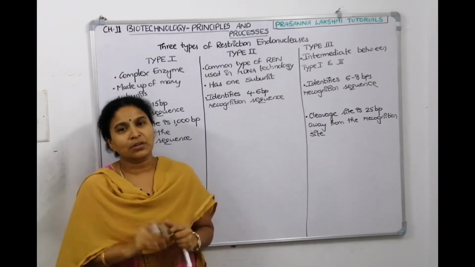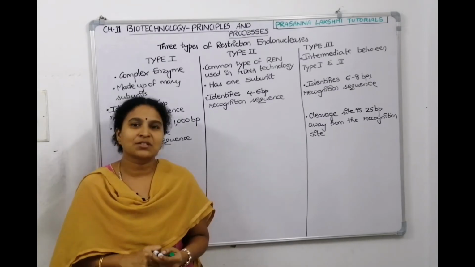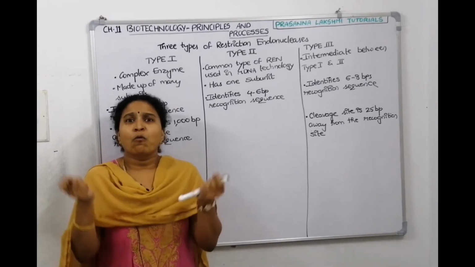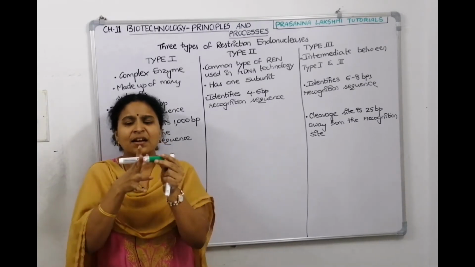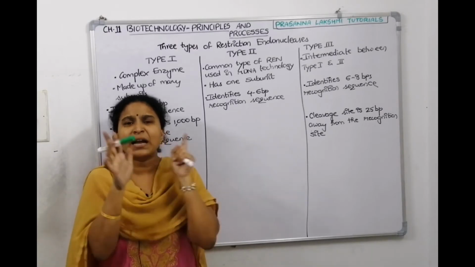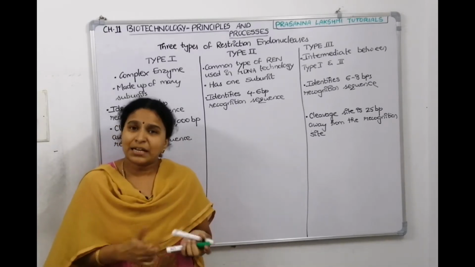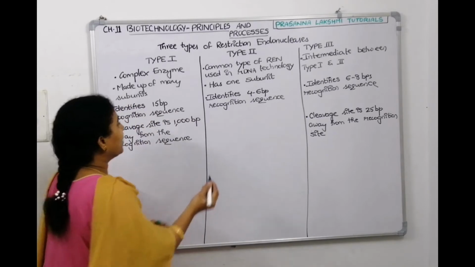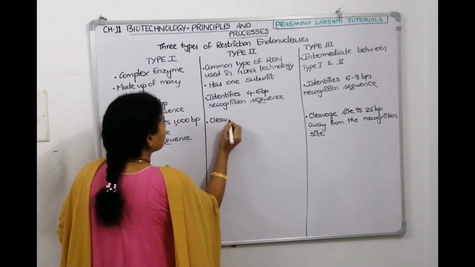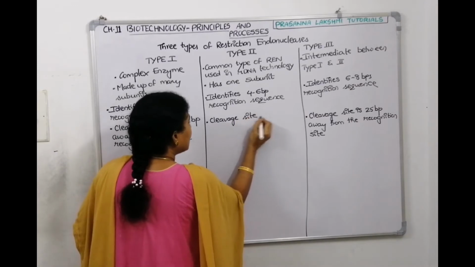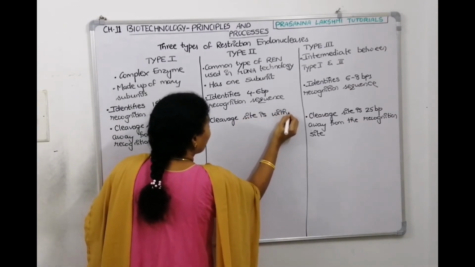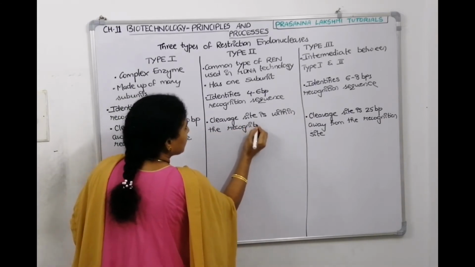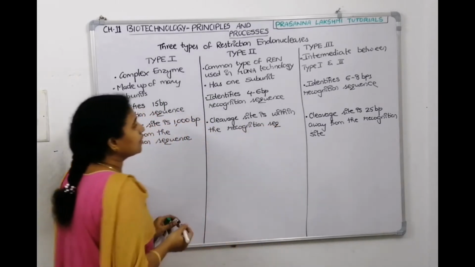NCERT says that for most of the enzymes, meaning type 2 restriction enzymes, which are widely used in biotechnology and rDNA technology, the cleavage site is within the recognition site. This is the recognition site. Here itself it is cutting. Not even one unwanted base pair is it carrying or loading. So that's why we use type 2 restriction enzymes. For type 2 enzymes we can write: the cleavage site is within the recognition sequence.